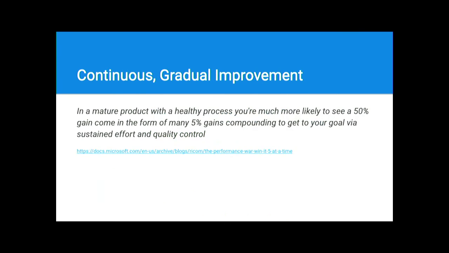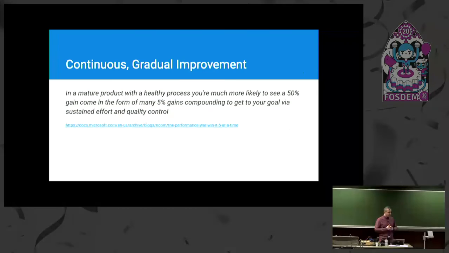And one thing that we focus on, and I thought was a really good quote from Rico Mariani from Microsoft, is: in a mature product with a healthy process, you're much more likely to see a 50% gain come in the form of many 5% gains compounding. In other words, you're not always going to find the really big low-hanging fruit that's just going to make it 50% faster, right? It's going to take constant iteration, finding little things, doing little tweaks here and there, and making improvements over time, and continuing to make those improvements over time.